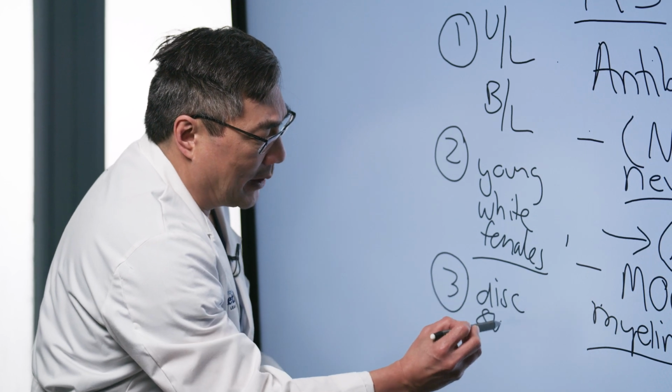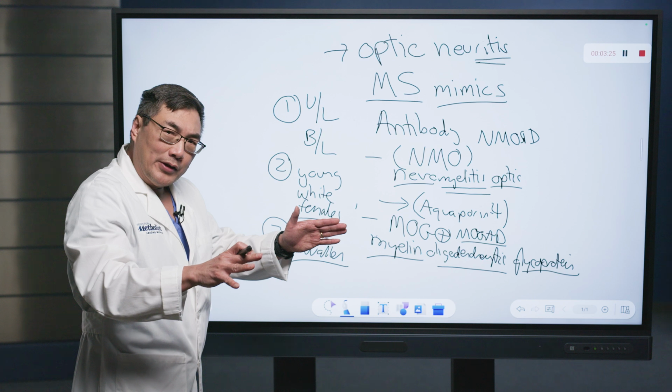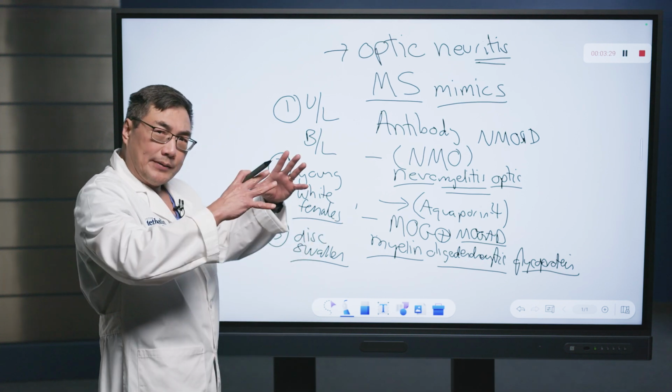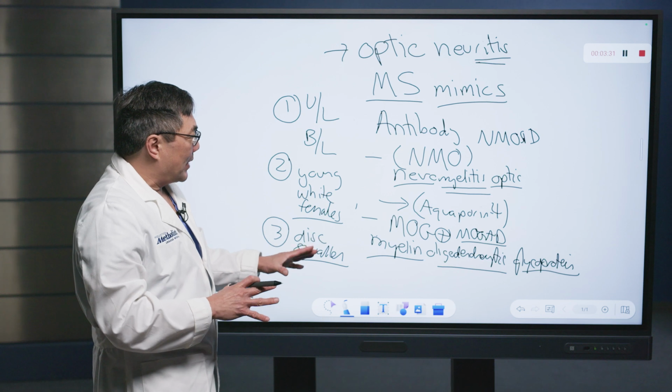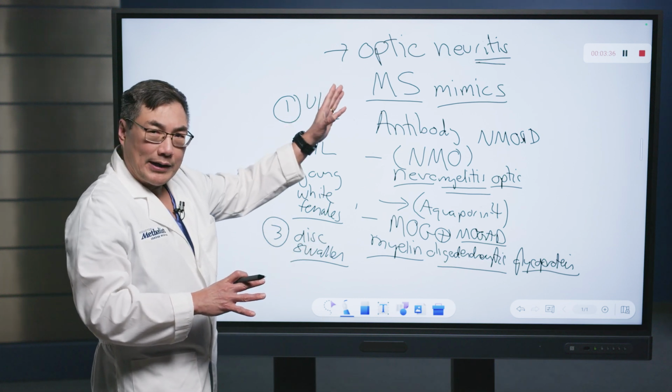And so normally in retrobulbar optic neuritis from MS, the disc looks normal. The patient sees nothing, the doctor sees nothing. But when the disc is swollen, that's also a clue that maybe we're not dealing with regular MS-related optic neuritis.